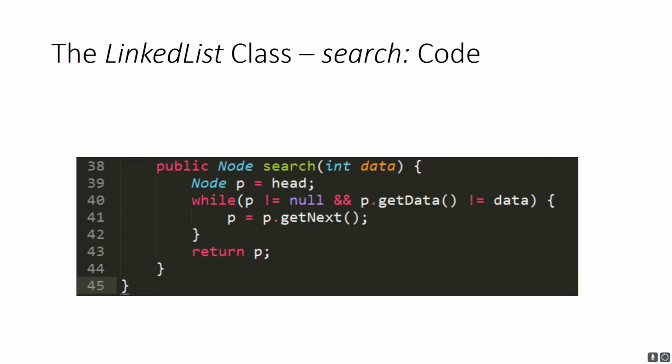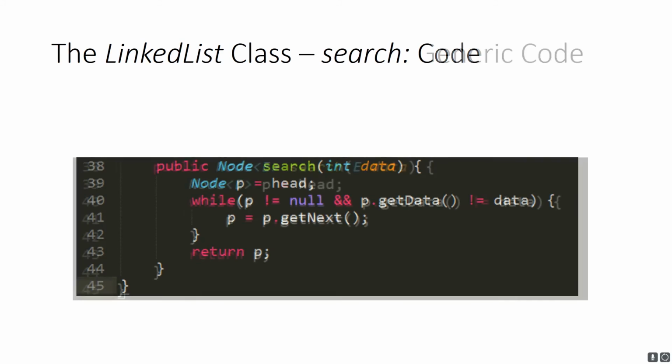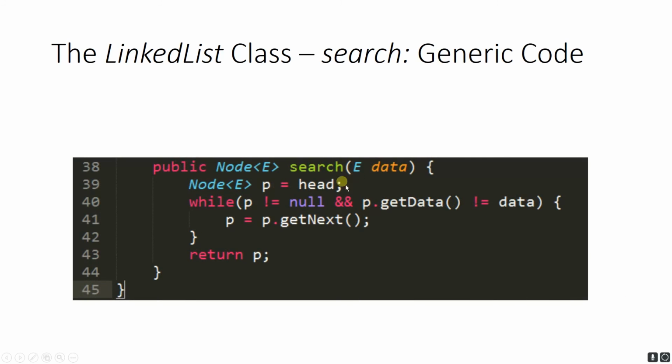And finally, we'll have a look at the search method. This one was one of the easier ones again. Of course, we have to replace int with e and node with node e, which we've done. Int with e, node with node e. As I said earlier, whenever we refer to that node class, we have to give it a type in brackets. So because this returns a node, we must put angle brackets e on the end to say that the node that it returns uses the same data type as the linked list which we're inside.